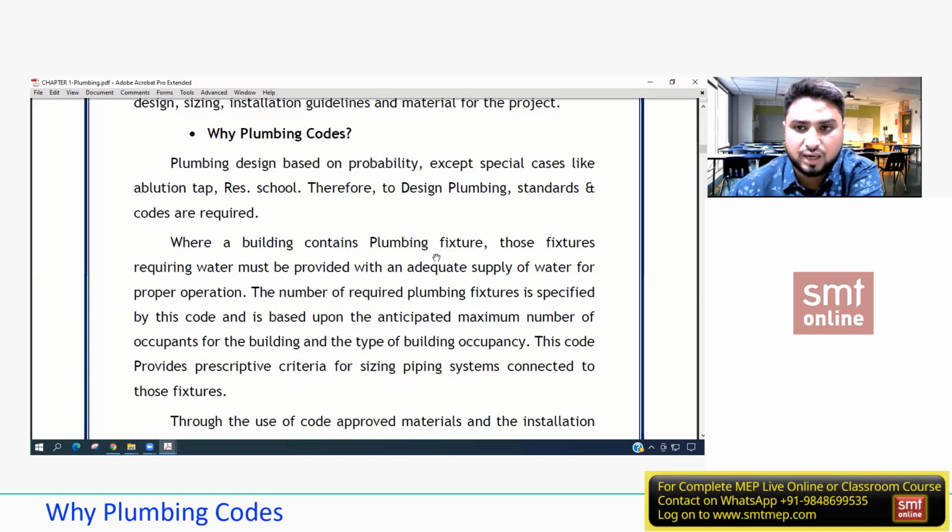We have discussed that all the plumbing fixtures will require a sufficient amount of water to work in a proper manner. That is flow, Q, and velocity, V, and the pressure, PSI. So I need both the things over here. That is again predefined.